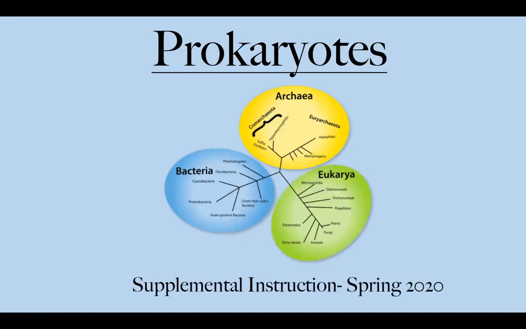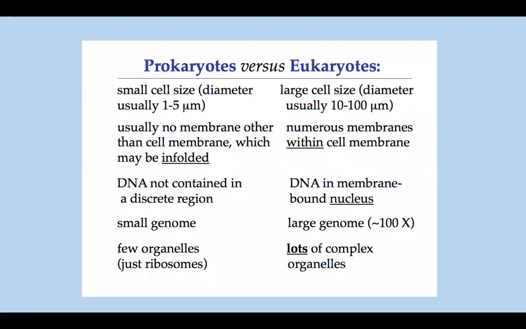So let's begin. We have three main domains: bacteria, eukarya, and archaea. Prokaryotes are comprised of bacteria and archaea. If we compare prokaryotes to eukaryotes, prokaryotes are much smaller in size. Prokaryotic cells have a cell membrane but no internal membrane-bound organelles. But the cell membrane can be folded to make special areas for enzymatic function. Prokaryotes do not have a nucleus, and the genetic material is free-floating in the cytoplasm.